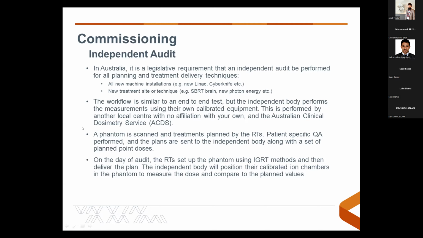So phantom is scanned and treatment planned by the RTs. Patient-specific QA performed. Plans are sent to the independent body with a set of planned point doses. And then on the day of the audit, the RT, so the radiation therapist, will set up the plan using IGRT methods and then deliver the plan. And then the independent body will just position their calibrated ion chambers or film in the phantom to measure the dose and compare to the planned values. And then they'll send us a report to say whether it passed or failed the audit.